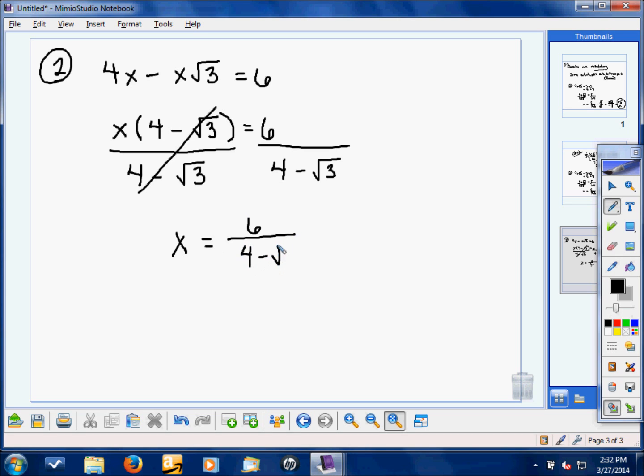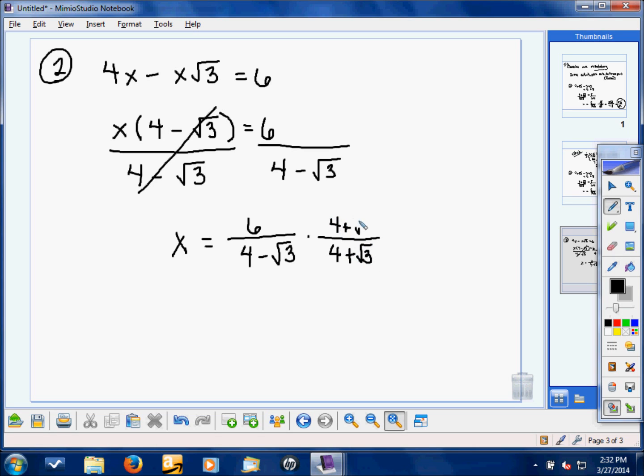No radicals in the denominator. How do you fix it, Antonia? Multiply by the square root of 3. No, that's not going to quite get it. The C word, the conjugate. Okay, by the conjugate, 4 plus the square root of 3, and 4 plus the square root of 3.